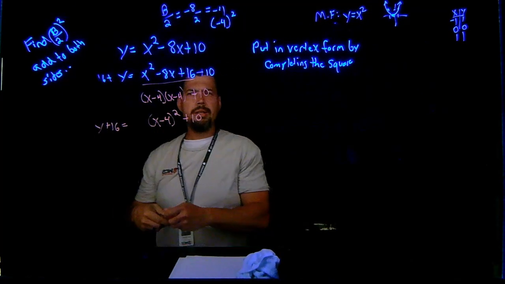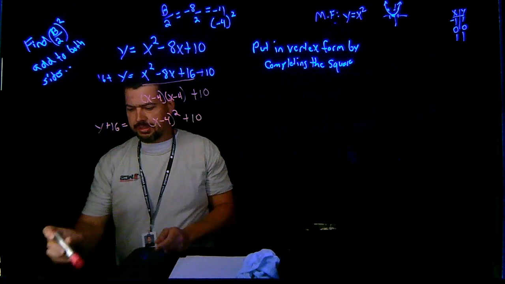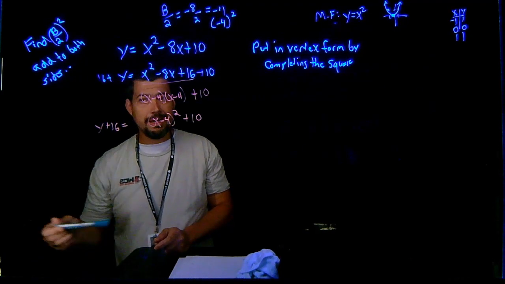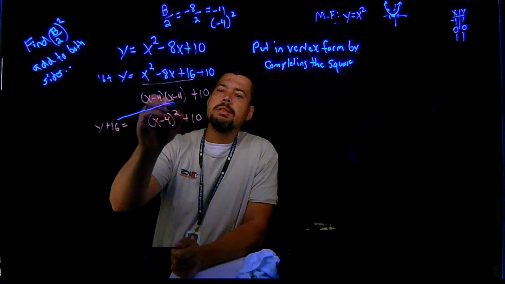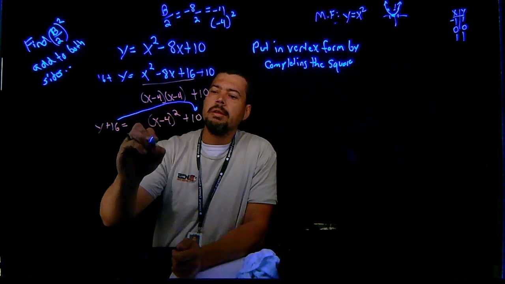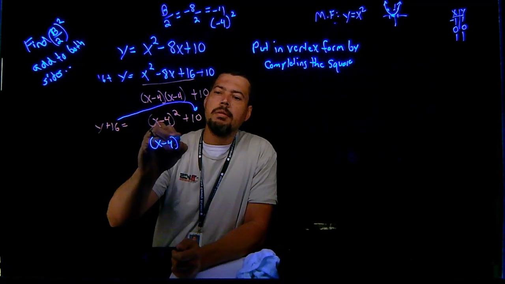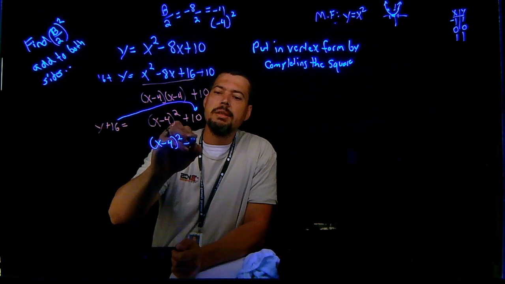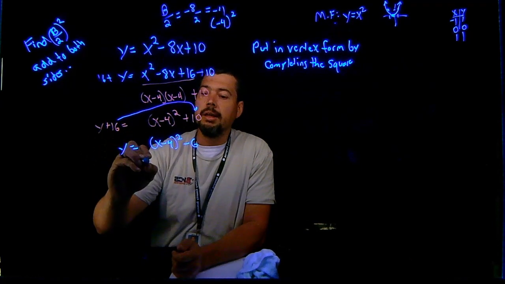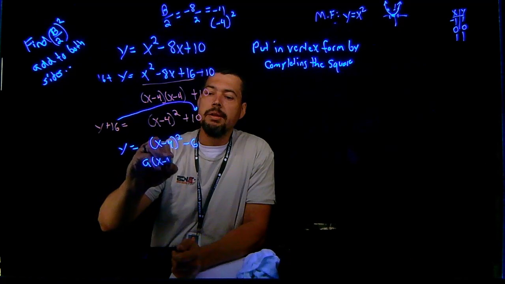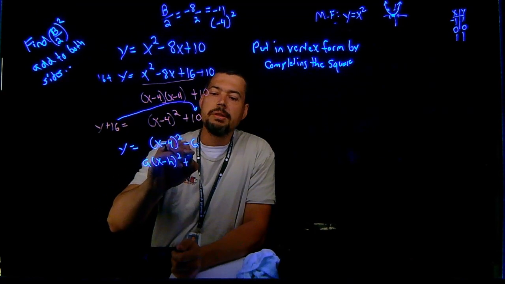Now, it's really close to being in vertex form. Vertex form has the y isolated by itself. So all we have to do is take the 16 away from 10. And 10 minus 16 is negative 6. And then we get something that looks like a times x minus h quantity squared plus k.